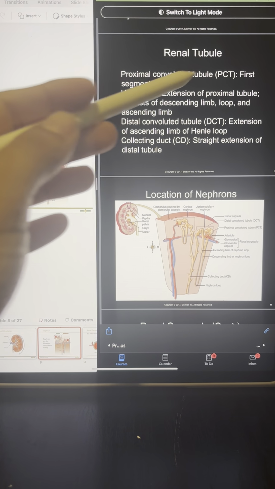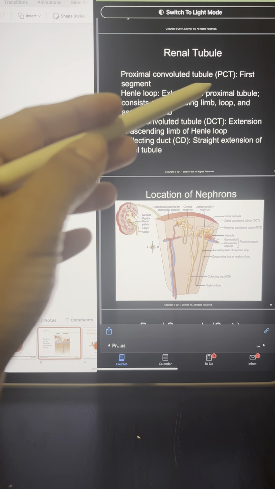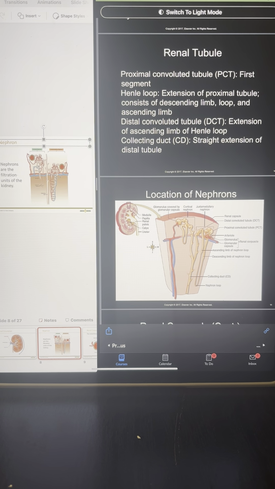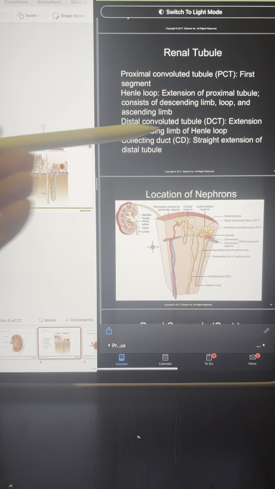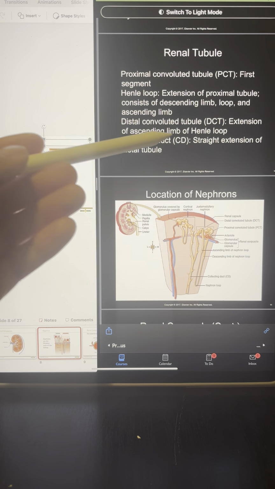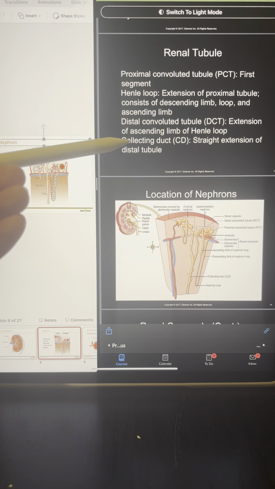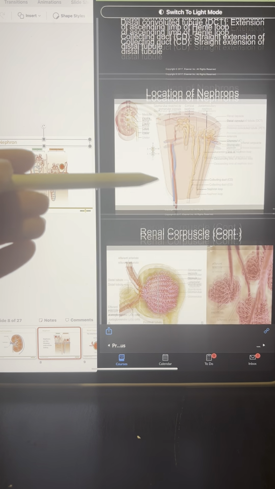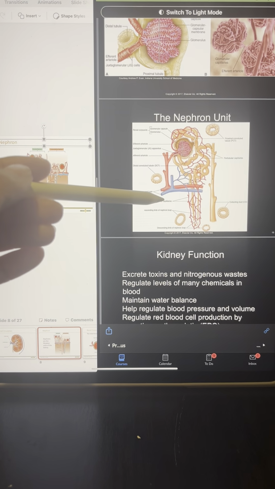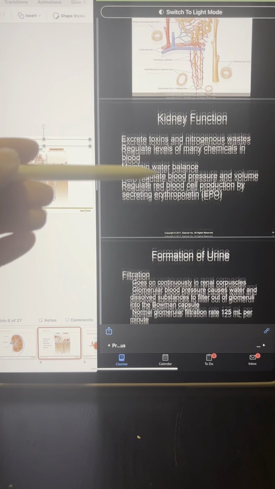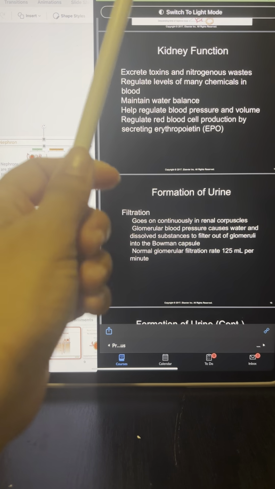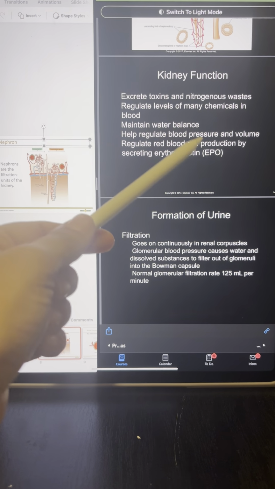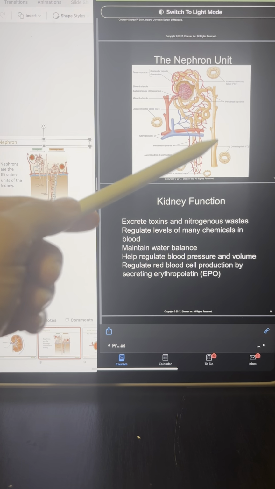Proximal convoluted tube is the first segment. Henle loop extension of proximal tubule consists of descending limb, loop, and ascending limb. Distal convoluted extension of ascending limb of Henle loop. Collecting duct is your straight extension of your distal tubule. All right, so now that is our functional unit. We just went through everything, okay?